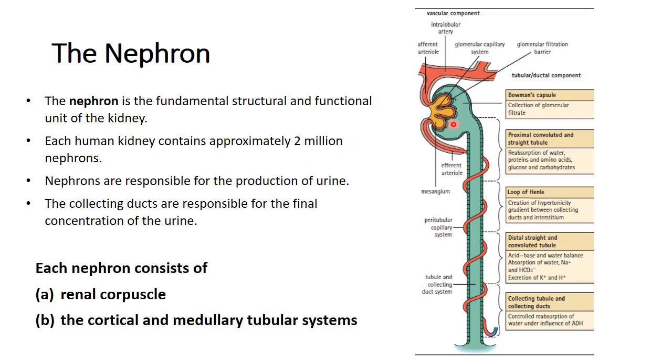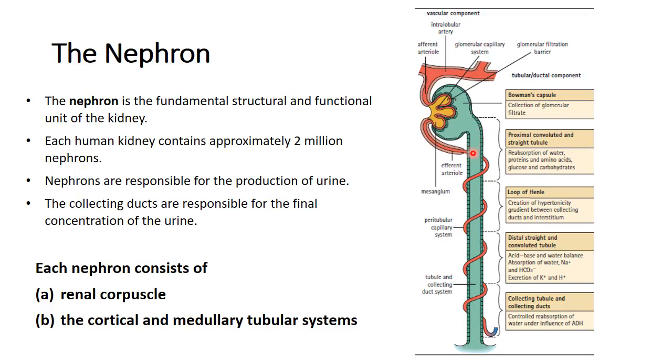Each nephron consists of two parts. The first part is the renal corpuscle, and it is the part of the nephron that's responsible for filtration of the plasma and formation of the initial ultrafiltrate, also called initial urine.